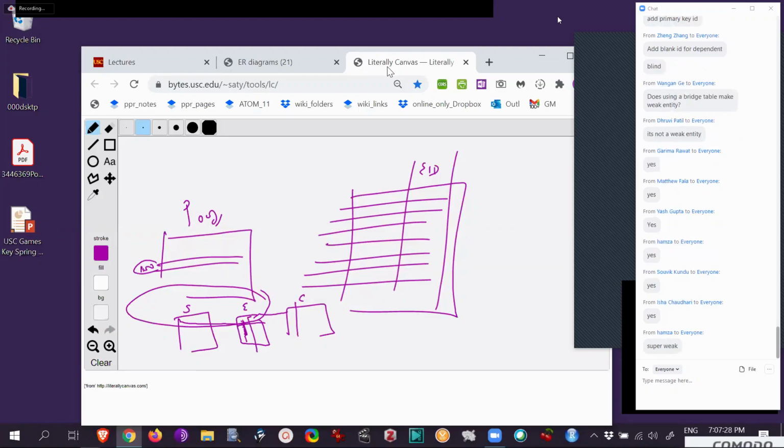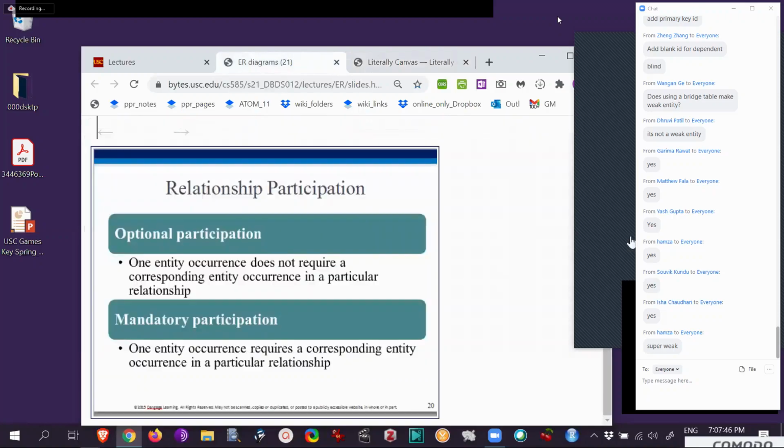So it's a very interesting example. It's doubly existence dependent and also doubly strong. So it's doubly weak. Yeah, super weak. I like that. Weak squared. No, 2 weak. 2-star weak. So it is absolutely a weak entity. It's a really good question. Okay, think about it.